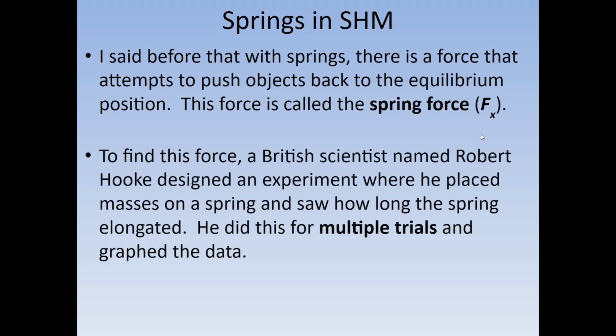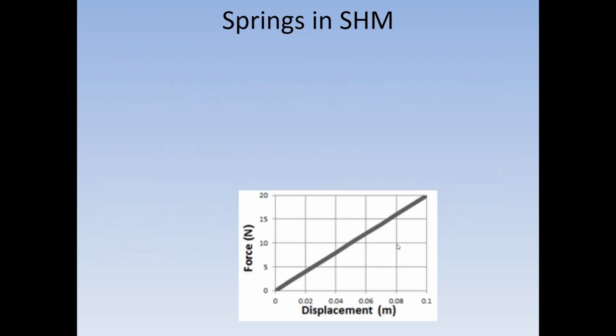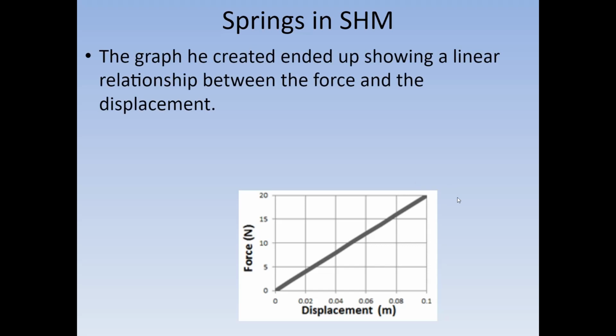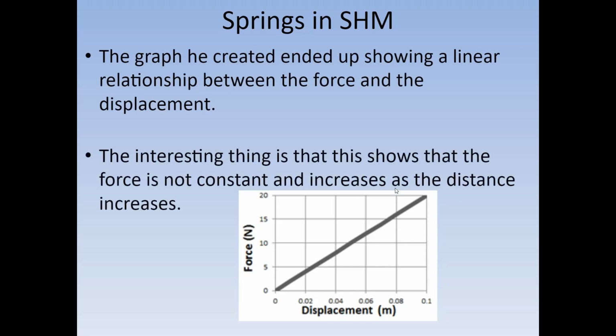Now, this actually came about from a scientist called Robert Hooke. He designed an experiment where he placed masses on a spring, and he basically saw how long the spring elongated. He did multiple trials because he's a good scientist, and he graphed the data, and he ended up getting this relationship. So he found that pretty much for all springs, the more force he applied, the longer the spring stretched, and that it followed a fairly linear trend. So once he graphed it, he looked at the variables, and he could come up with an equation that relates the force and the displacement for different springs.